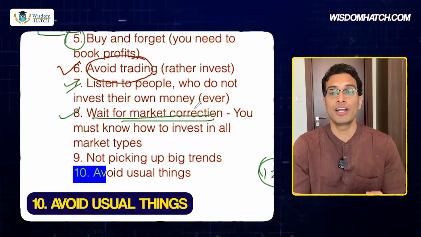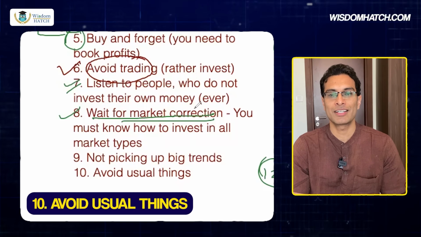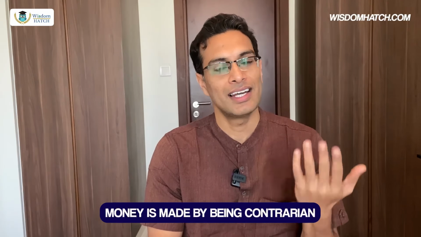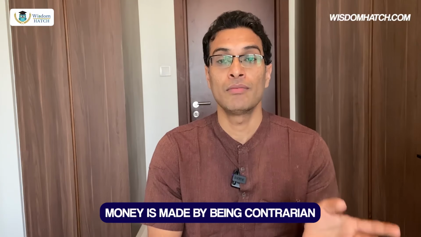Last point, avoid usual things. Avoid usual things का मतलब क्या है? अगर everyone is saying SIP कर लो, मत करो. Everyone is saying कि फलाना डीम का स्टॉक खरीद लो, मत करो. There is money to be made by being contrarian most of the times. This rule works 90% of the time.